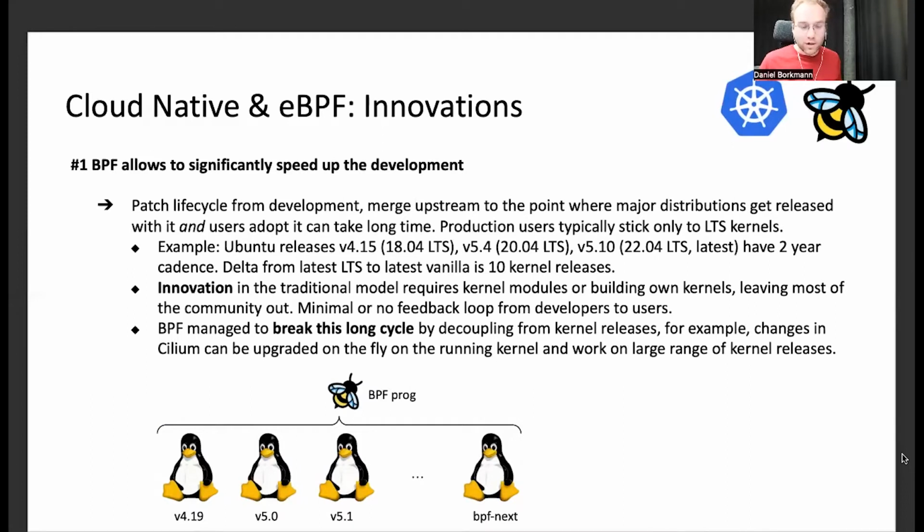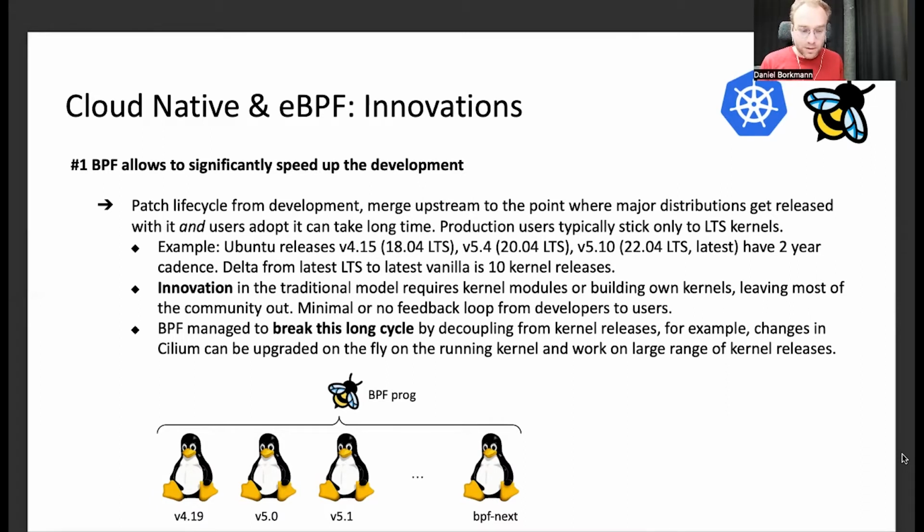So in the old model, if innovation is needed in the kernel, that usually requires changing the kernel itself or building kernel modules, and that leaves most of the community out. And with this long release cadence, there's minimal or no feedback loop from developers to users. BPF really helped to break this long cycle because it managed to decouple from kernel releases.